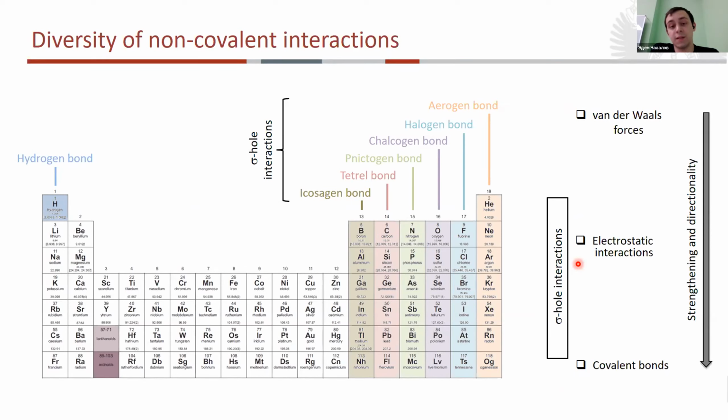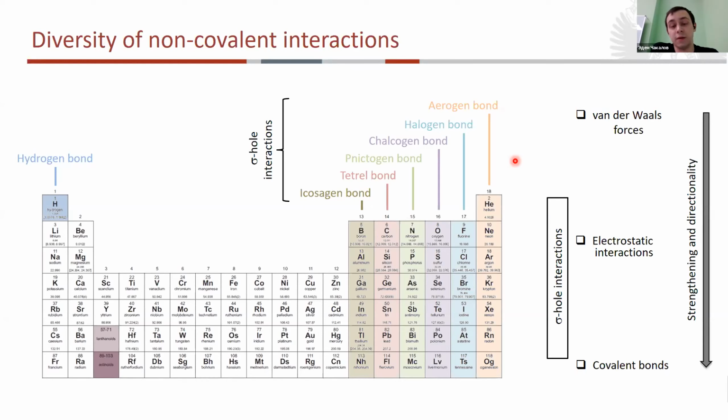A special class of electrostatic interactions is attributed to sigma hole interactions, and we have probably heard about many of them: pnictogen bond, chalcogen bond, halogen bond, etc. There are many names of interactions depending on the type of atom from the group of which this interaction is formed. The modern classification of the types of non-covalent interactions is very complicated, and as you can see, it implies the assignment of types of interactions to certain groups of the periodic system.